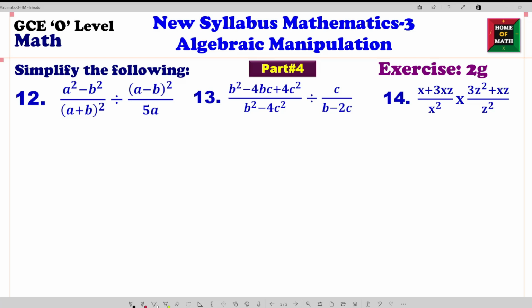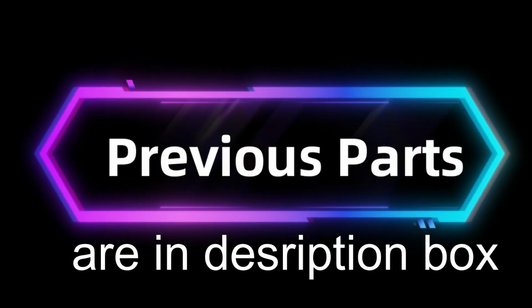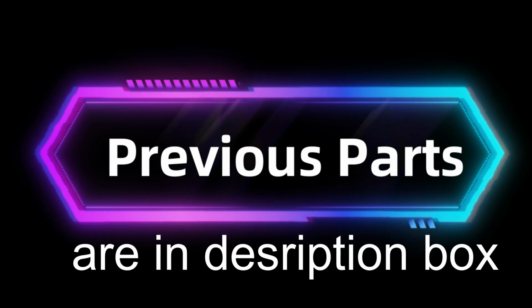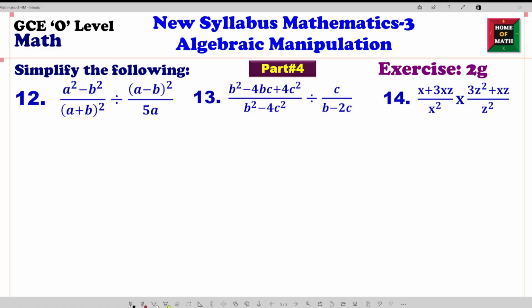We are starting part 4 from number 12. Topic is algebraic manipulation, exercise 2G. Today we will simplify the following algebraic expression. Number 12: (a square minus b square) divide (a plus b) whole square divide (a minus b) whole square divide 5a.